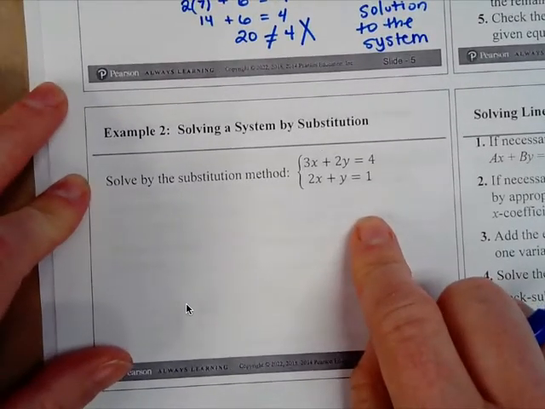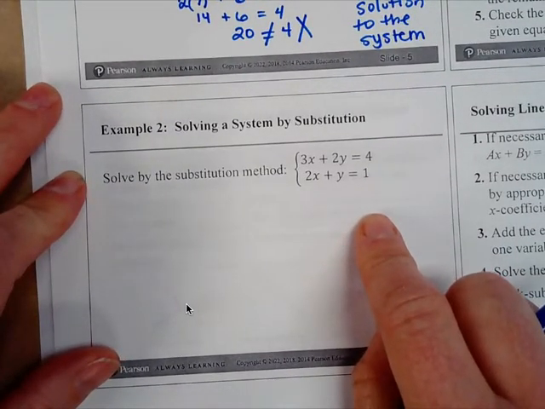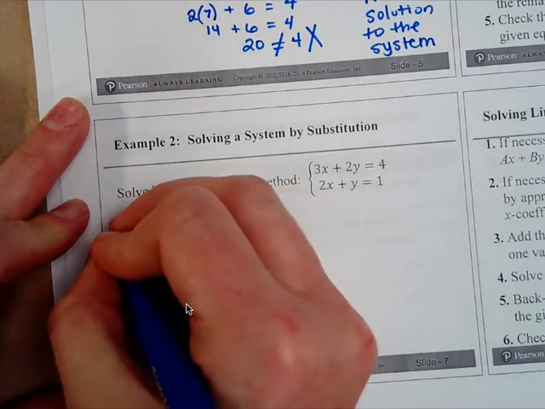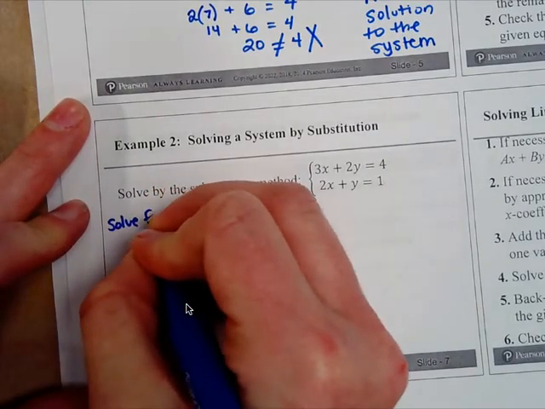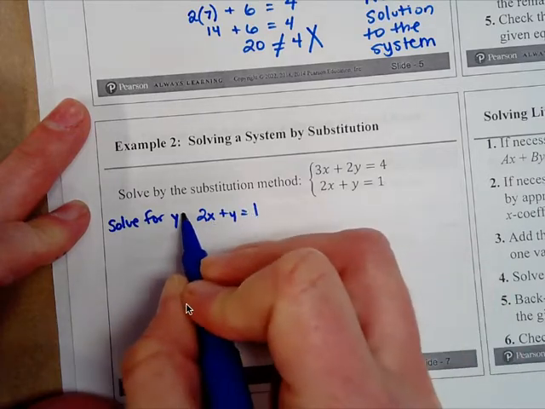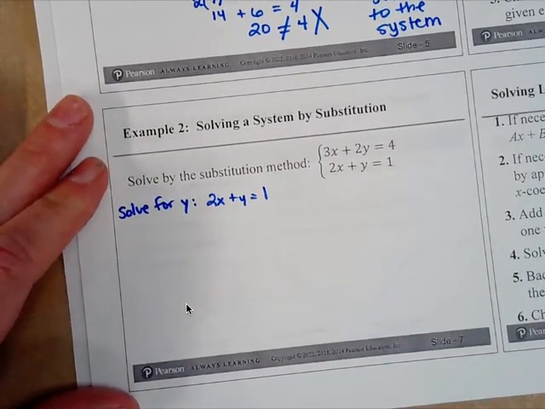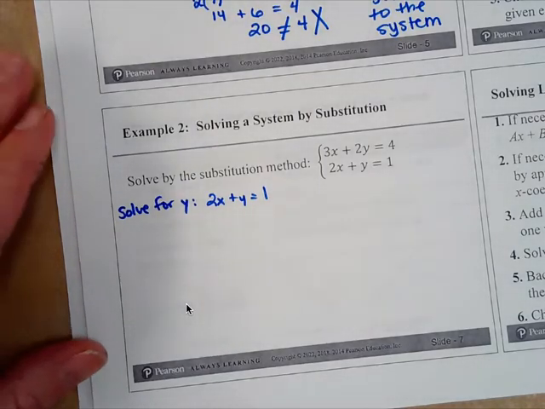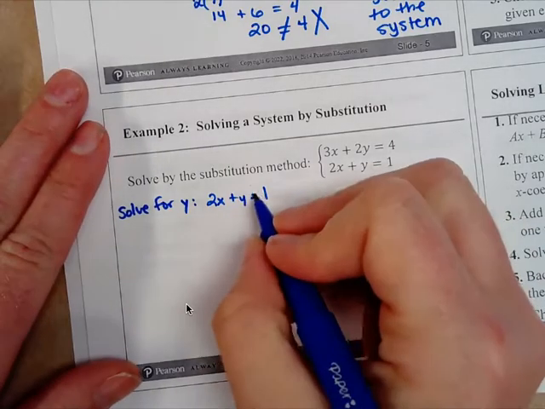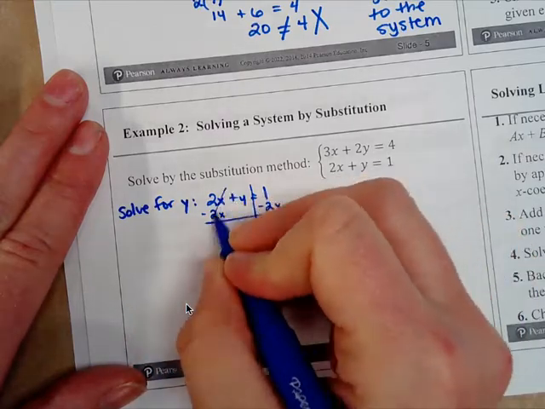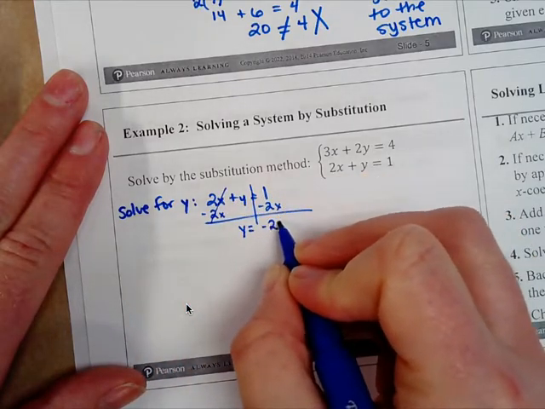Okay, so we would look at this and we would see which one would be easier to solve for one of the variables. It'd be the bottom one. It'd be easy to solve for y. So we are going to solve for y on this 2x plus y equals 1. You can pick either one. You're looking for the easiest path. And so right now the easiest path is to find what y equals. So minus 2x. So we have y equals negative 2x plus 1.